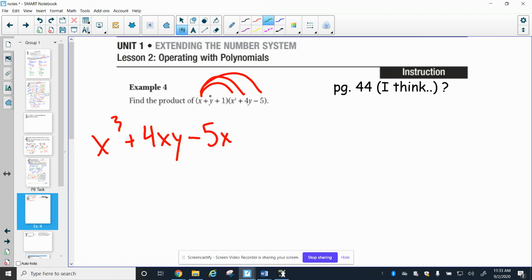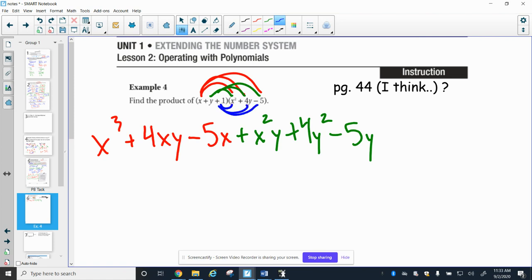Okay, now I'm going to multiply the y to all three terms. Okay, so y times x squared, and I'm going to stay consistent and put the x's first. So plus x squared y times 4y plus 4y squared, then y times negative 5 minus 5y. Lastly, the 1 to each of these. 1 times x squared plus x squared. 1 times 4y plus 4y. 1 times negative 5 minus 5.